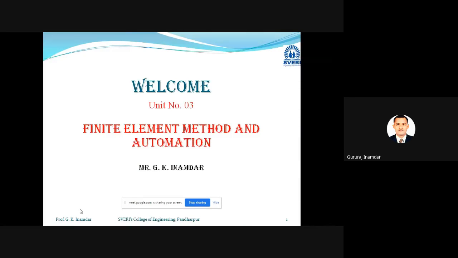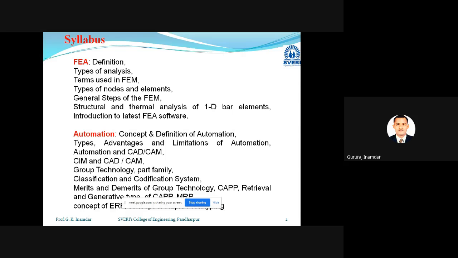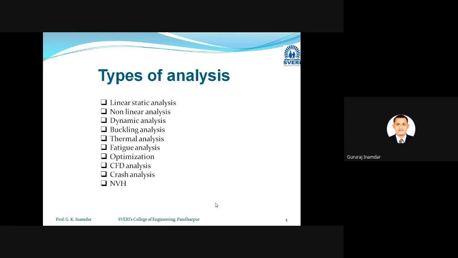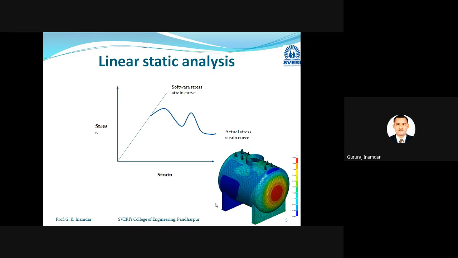So chapter number 3 is finite element method and automation. We have started FEM. So definitely this is the syllabus of the chapter. Definition of FEM we already studied. Now these are the types of analysis. First type is the linear static analysis. Last lecture we covered these two points.